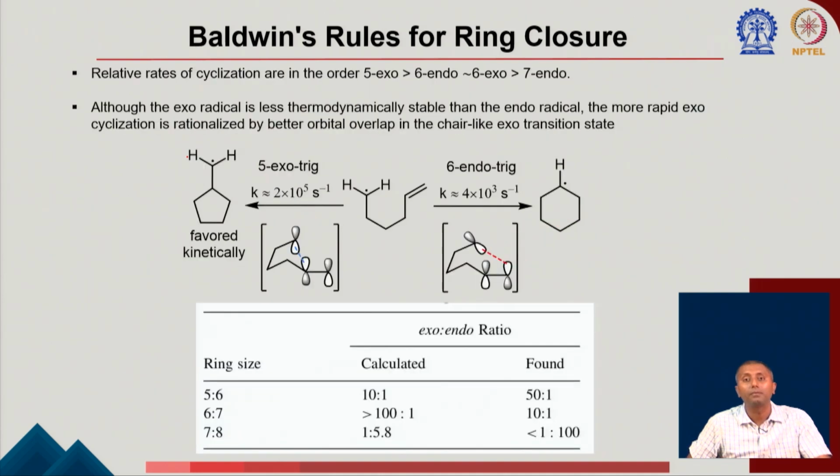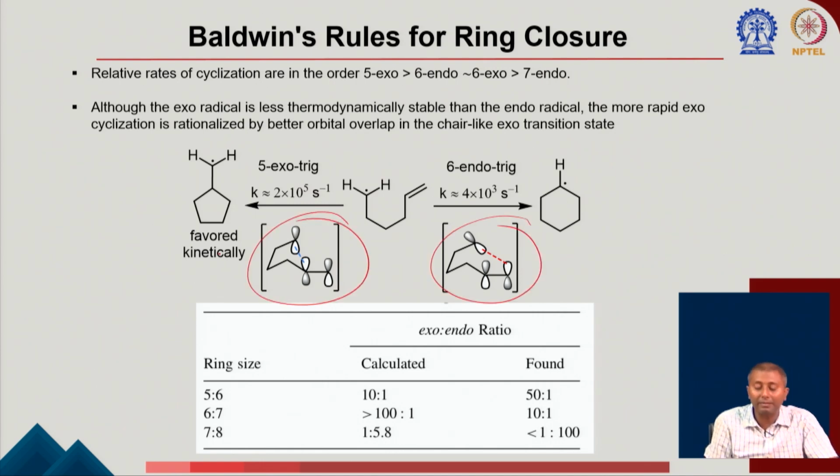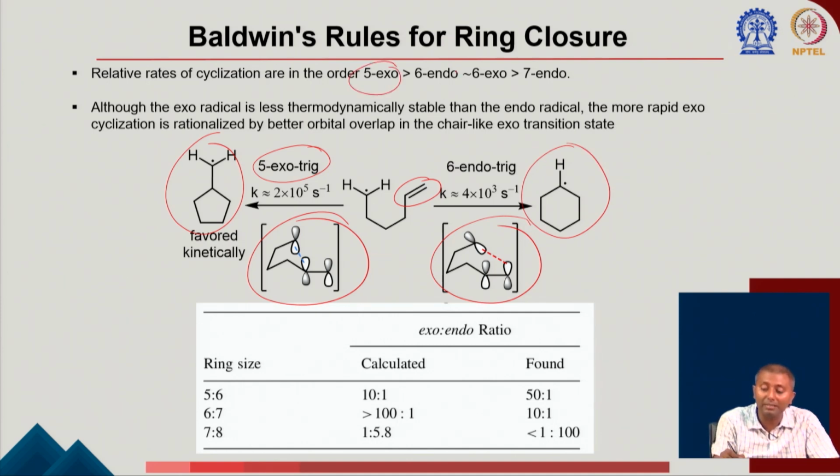Okay. Now we are going to learn whether the endo-trig will be favored or the exo-trig will be favored. I think that can be explained from the corresponding transition state, the 5-exo versus the corresponding 6-endo, because once you generate a radical species here and you have an olefin, there are two possibilities. It can go for a 5-exo-trig to get to this product, or it can go for a 6-endo-trig to get to this product. Now again, the relative rate of cyclization is 5-exo much greater than 6-endo, greater than the corresponding 7-endo.